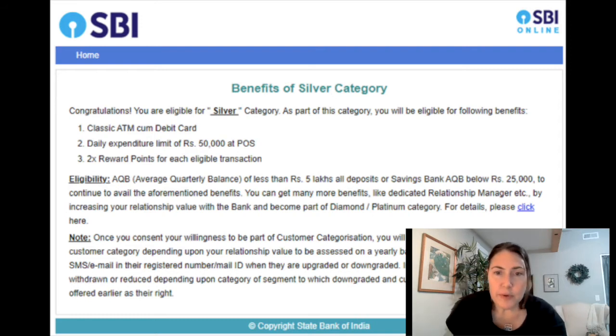And for that quarterly balance, you get benefits such as a relationship manager, you get your ATM card, you have a certain expenditure limit, and you get reward points. They also link in the description to ways that you can upgrade and become a more valuable customer to them, a diamond or platinum customer.